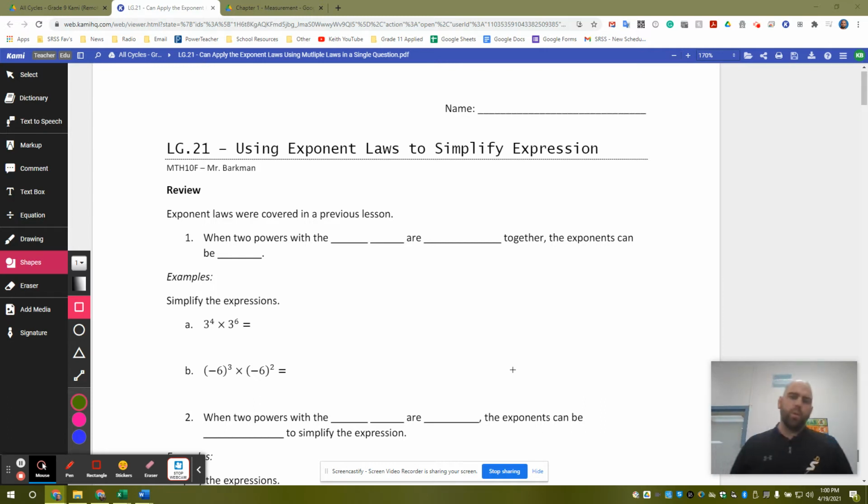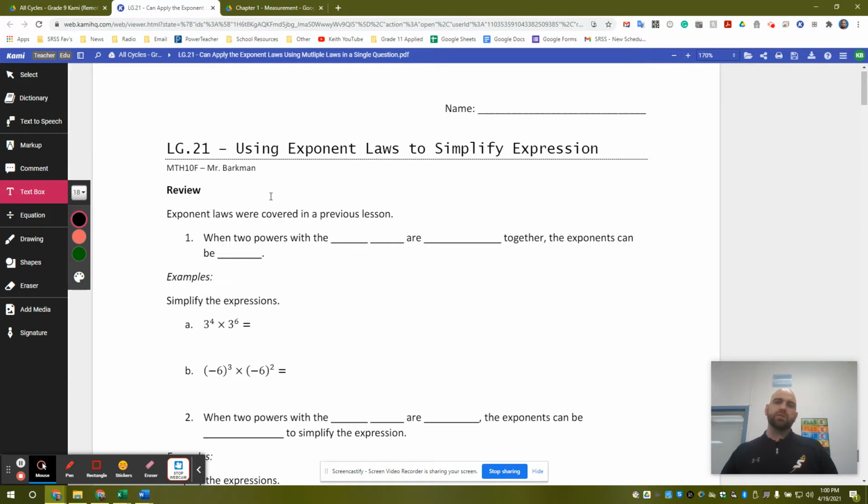Learning goal 21 is our next one that we're going to take a look at, and it involves using exponent laws to simplify an expression. We've taken a look at exponent laws in the past, and I'm going to go over a little bit of review of those as well. Then we're going to use those and make it a little bit bigger, using multiple laws in certain expressions. We're going to add a little bit extra to it as well.